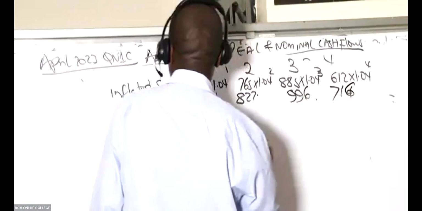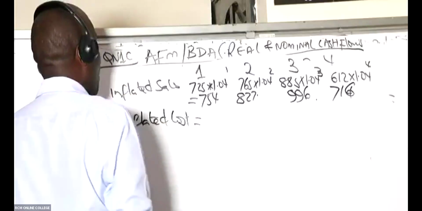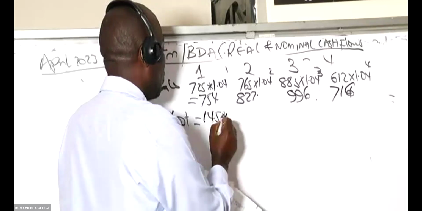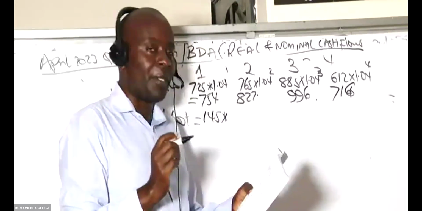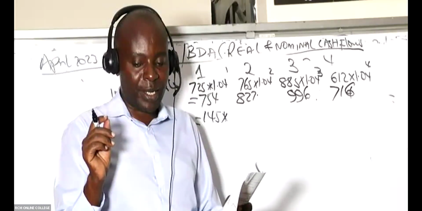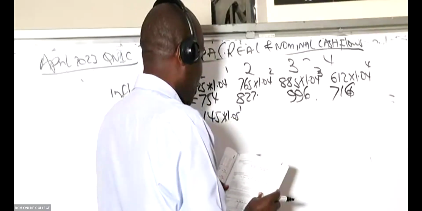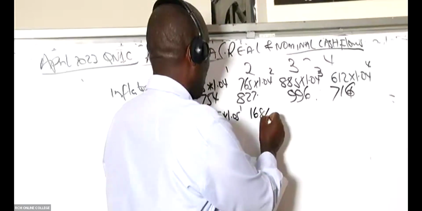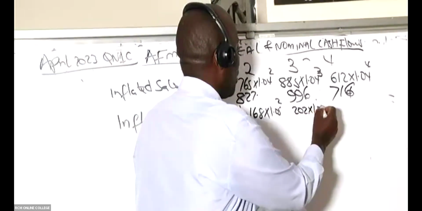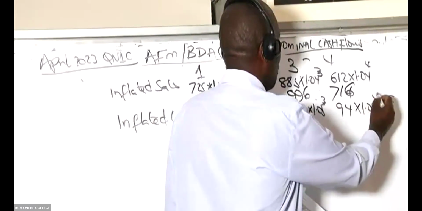716 actually. So from there, we also need inflated cost of sales. Year number 1, it will be 145 times. Have they given me the percentage of increase of cost? 5%, yes. So it will be times 1.05 raised to 1. We pick on the next one, 168 times 1.05 raised to 2. Then we have 202 times 1.05 raised to 3. Then we have 94 times 1.05 raised to power 4, like that.